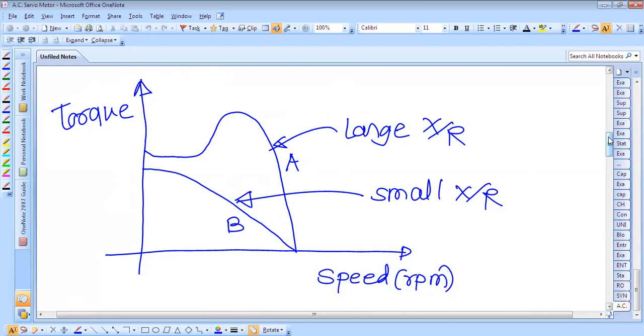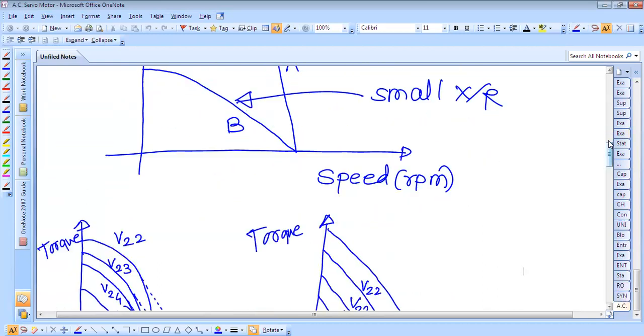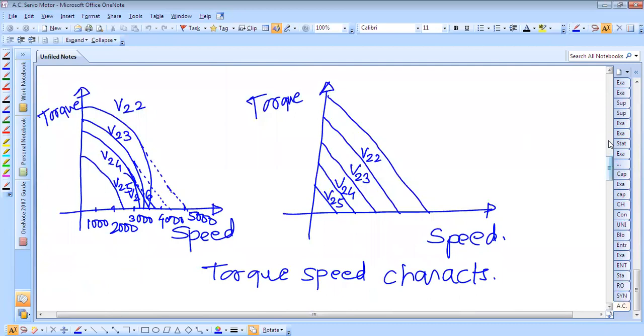However, this characteristic is not suitable for a feedback control system because on some part of this curve there is a positive slope. Curve A shows that there is a positive slope for a small portion, and we do not require that for control system applications. Next, these are the torque speed characteristics for the different control voltages.